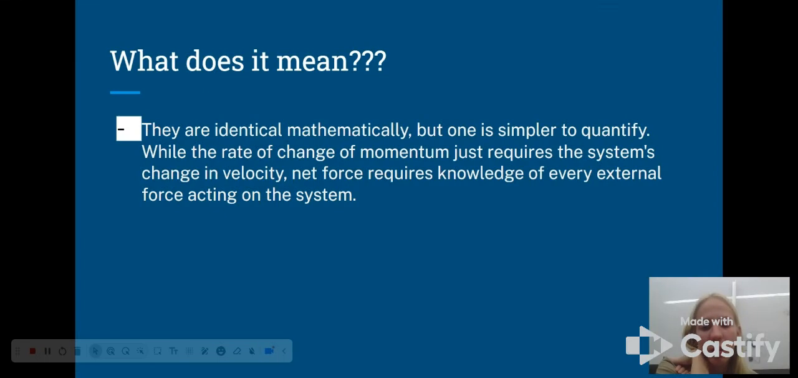What it means is that they're identical mathematically, but one is simpler to quantify. This is just the difference between the net force and the rate of change of momentum.